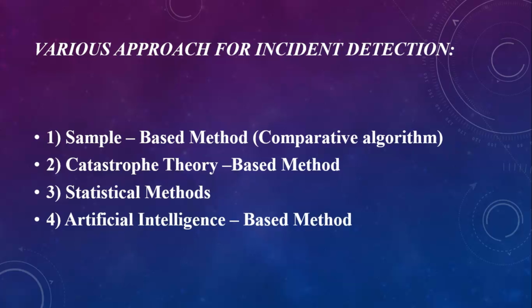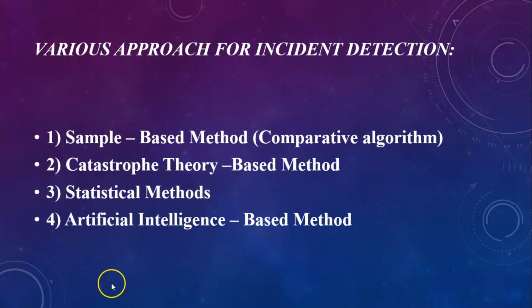So the only difference between the catastrophe-based and the sample-based method, which is the first, is that the sample-based method relies on individual variables and preset thresholds, while the catastrophe method uses multiple variables and compares them to previous trends in data for recurring congestion. So that is the difference between the catastrophe theory-based method and the sample-based method.